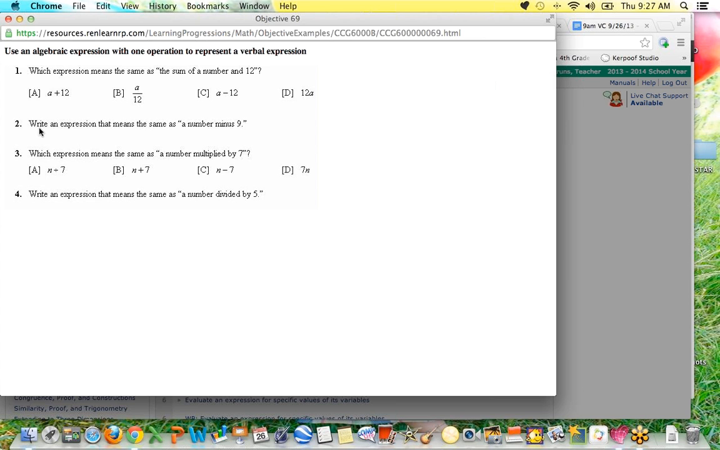Perfect. All right, so now for number 2, you're going to need to write an expression that means the same as a number minus 9. And I don't care what variable you choose.